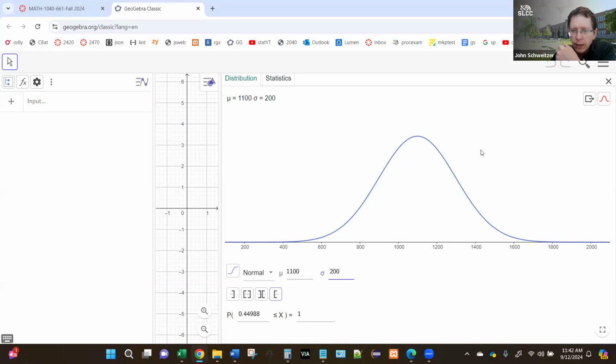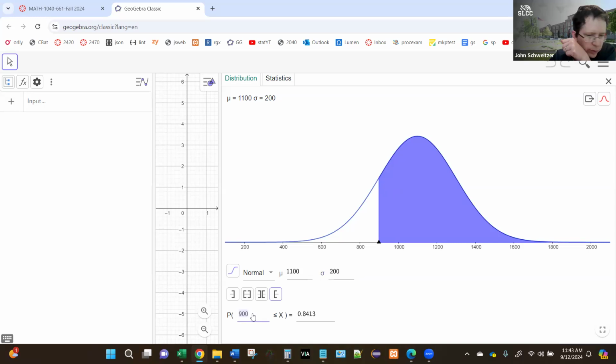Do you see how by putting in 1100, it's changed the location? The peak is now over 1100, and the distance from the center to the inflection point is now 200. So it's much wider than it was, and it's shifted way out to 1100. Then we go greater than, and Shannon's score was 1190, and what do we see? 0.3264. It's just a little bit easier sometimes to bypass the z-score.